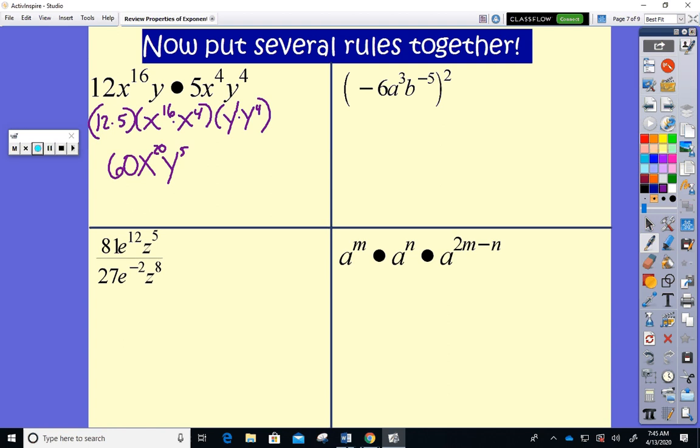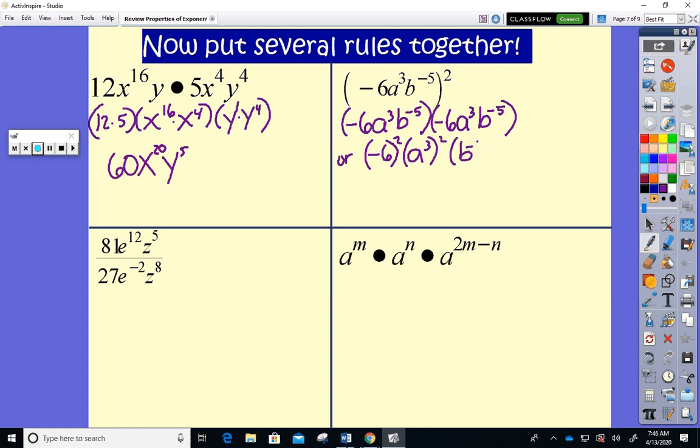Okay, pretty all right. Now on this next problem, you're saying negative 6a cubed b to the negative 5th times negative 6a cubed b to the negative 5th. So you can write it out that way. You could also think of it as when you raise a whole inside term to an outside exponent, you could say, well, it's negative 6 squared, it's a cubed squared, and it's b to the negative 5th squared. Now, a lot of times you may not write this step out, but that's the way you would break it down and think about it.